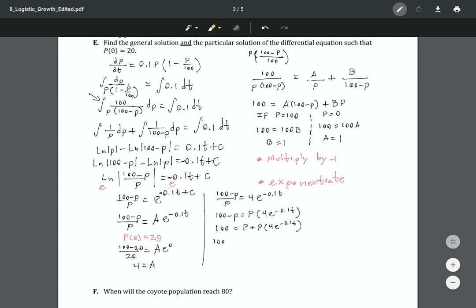And then I'm going to factor out a p. So that's basically the key step to make this go from having 2 p's into having 1 p. And then finally, I'm going to divide both sides by 1 plus 4e to the negative 0.1 t. So p is going to be equal to 100 over 1 plus 4e to the negative 0.1 t.